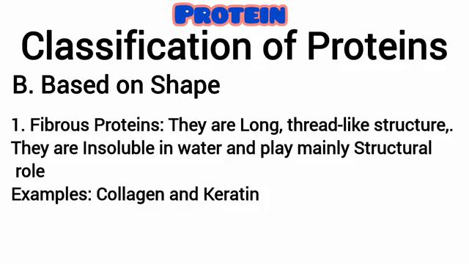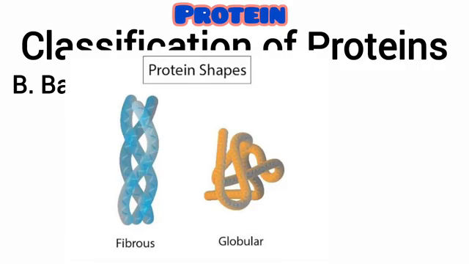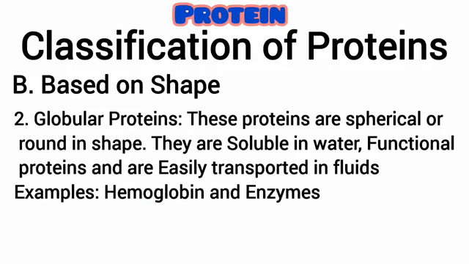Protein can also be classified based on shape into fibrous protein and globular protein. Fibrous protein are long thread-like structure. They are insoluble in water and play mainly structural role. You can see that in the diagram. Example is actually collagen and keratin. While the globular protein, as you can see from the diagram, is actually ferritin. Globular protein are soluble in water, functional protein, and they are easily transported in fluid. Example include the hemoglobin and enzymes.